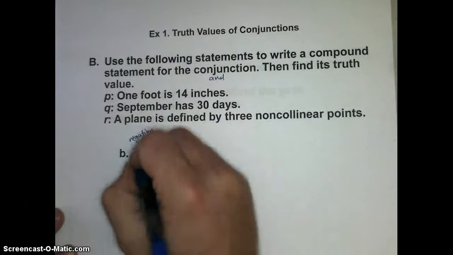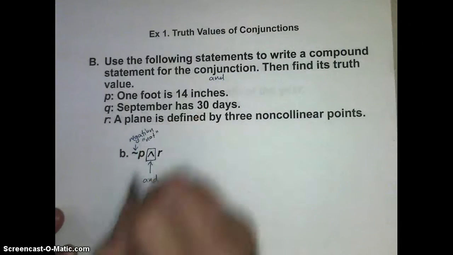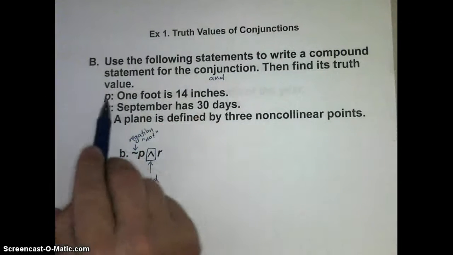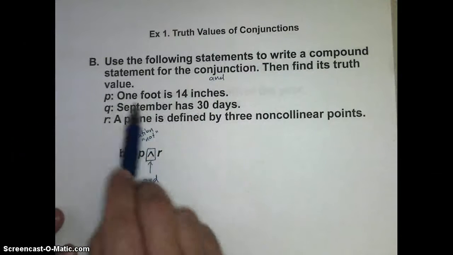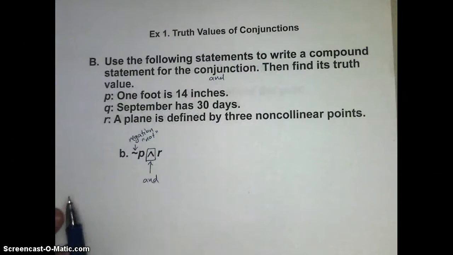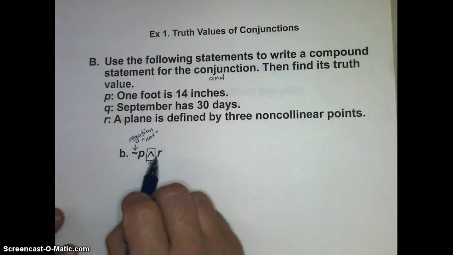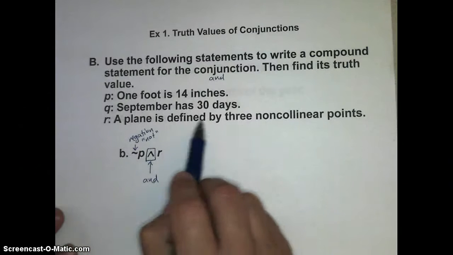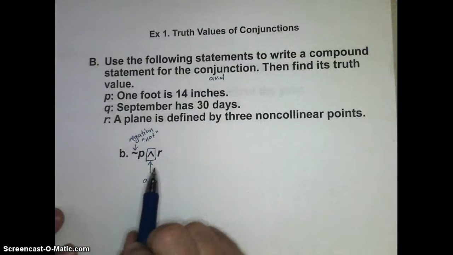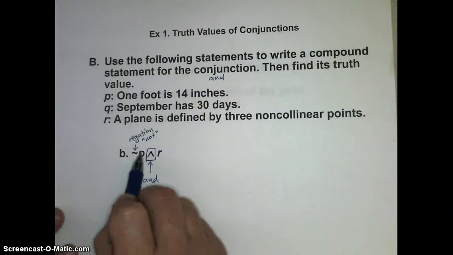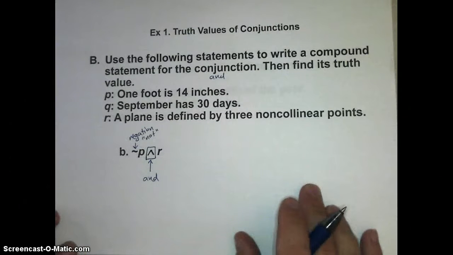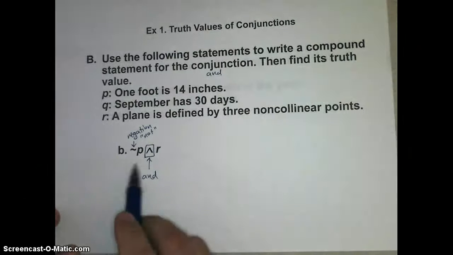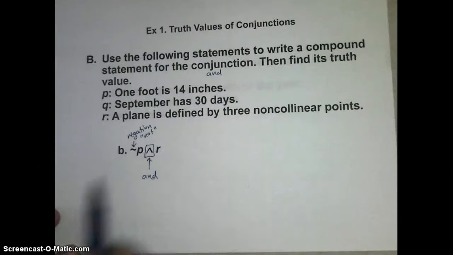And it means we're going to add the word not into our statement for P. So once again, we're using P, 1 foot is 14 inches, but I have to negate that. I have to say 1 foot is not 14 inches. And then we're going to use R. A plane is defined by 3 non-collinear points. Notice the negation only applies to P, not R. So let's go ahead and take a look at what that compound statement that is a conjunction should look like if we say not P and R.